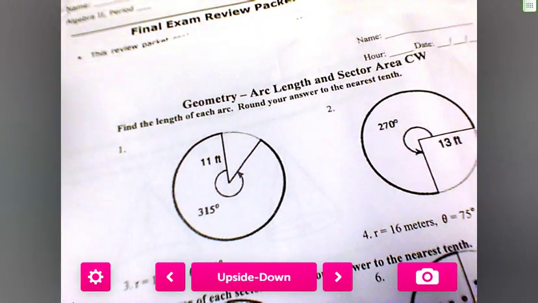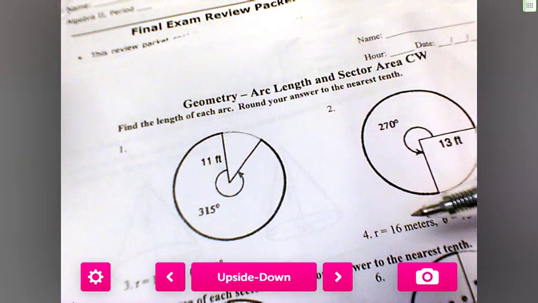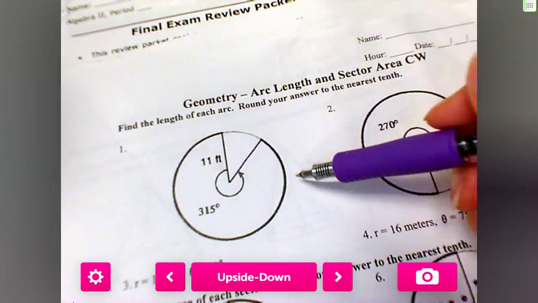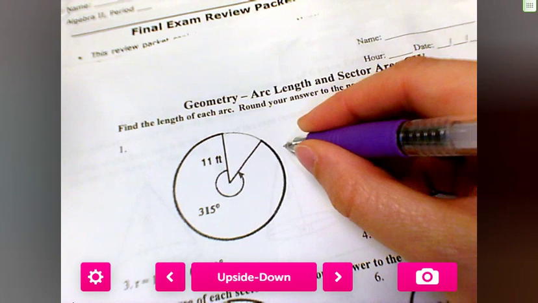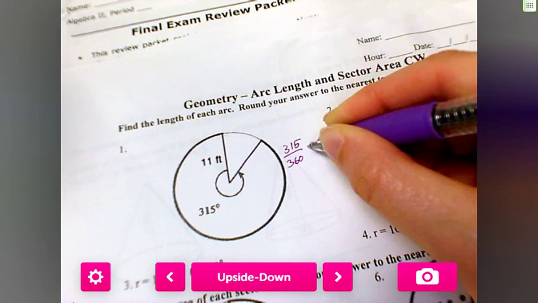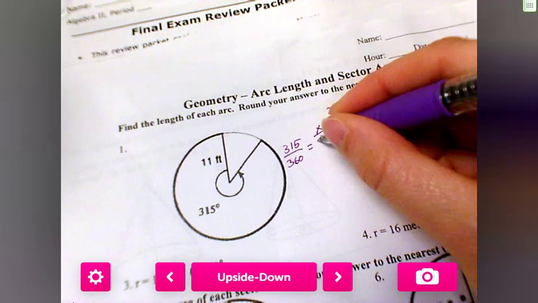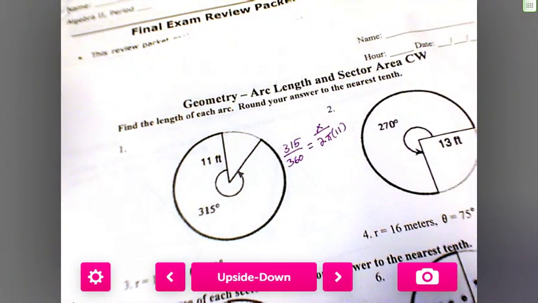Okay, we're looking at arc length and area of sector. I'm going to review arc length a little bit and then go over area of a sector. So for number 1, we want to find the bolded arc. So we know we're going to take 315 over 360 equals, I don't know that distance, so I'm going to name it x, over 2 pi 11. Okay, and let's do the approximate answer, which means I'm going to times it.